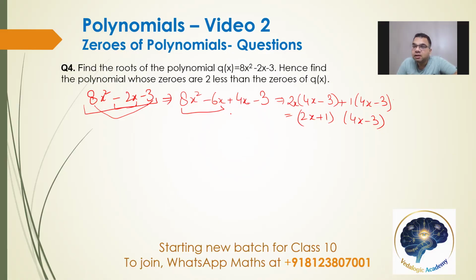So if these are the roots of the equation, that means the equation is 0 at these 2 points. So if the equation is 0, either this is 0 or this is 0. If this is 0, x becomes minus 1 by 2 or 3 by 4. So we have found the roots of the original equation that was given.